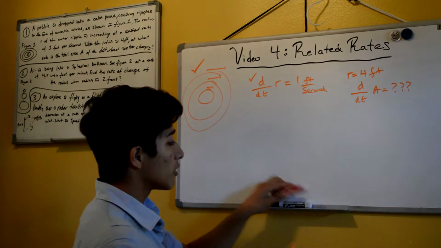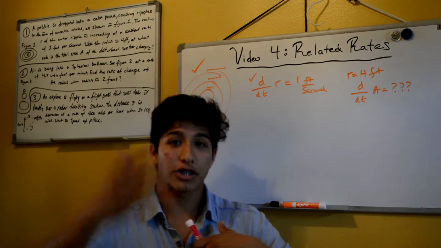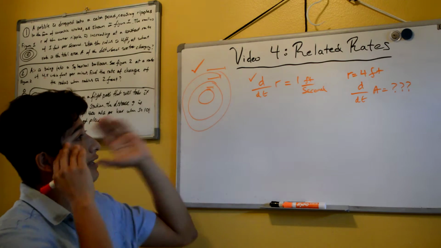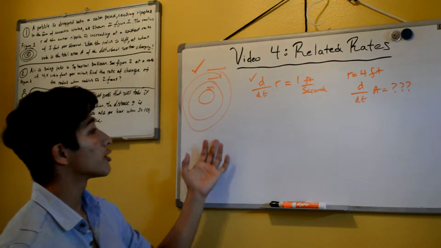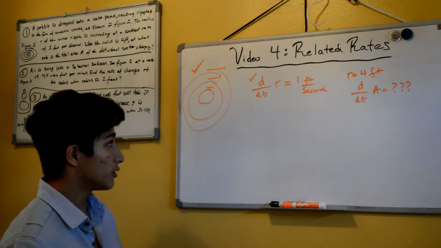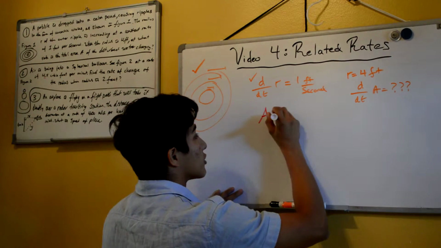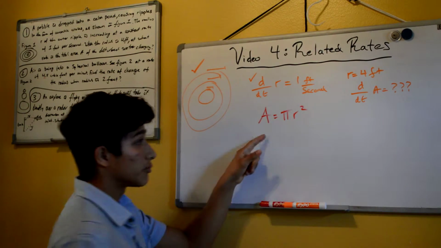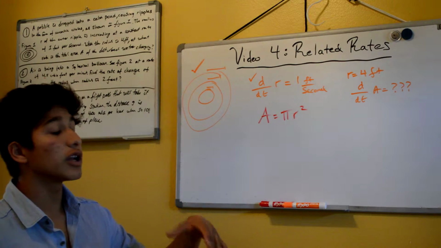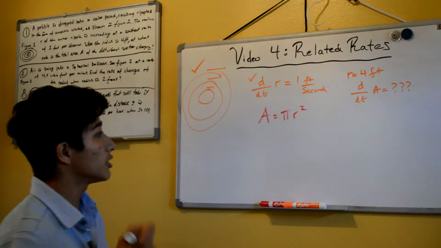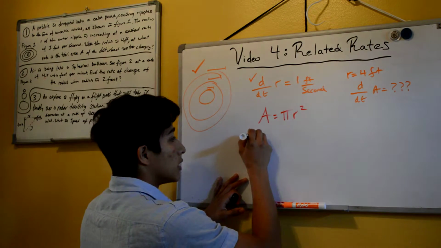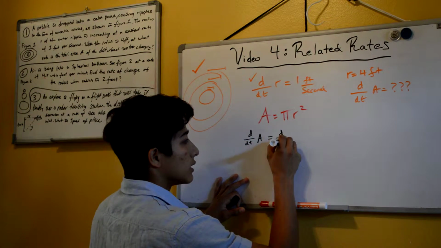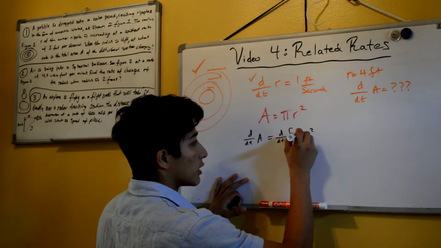Alright. So now that we have these, now we're actually going to start with the problem, right? So the first thing that you have to do is how to connect, how to relate radius and area of a circle, right? So if we think back to geometry, we know the area of a circle equals pi r squared. So that's our equation, area equals pi r squared. From here, then, we're going to go on to implicit differentiation. So we're going to find the derivative of both sides. So d dt of the area is equal to d dt of pi r squared.